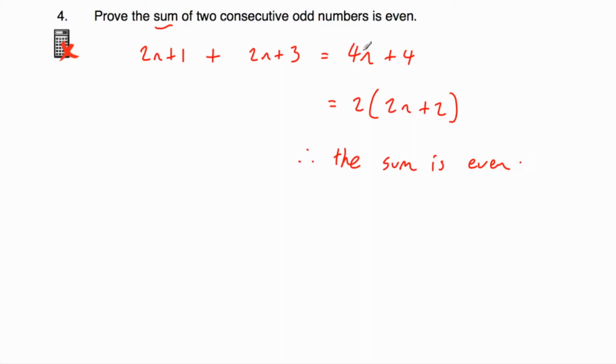Now one thing to notice here is we could have taken 4 out as a factor instead of 2. I like to show if something's even to show it's 2 times something. But here we've got 4n plus 4. We could have taken 4 out as a factor and got 4 bracket n plus 1. And because it's 4 times something, therefore that's even as well. And that's it. So in this question we're asked to prove the sum of 2 consecutive odd numbers is even, and that's it. So we've done that.